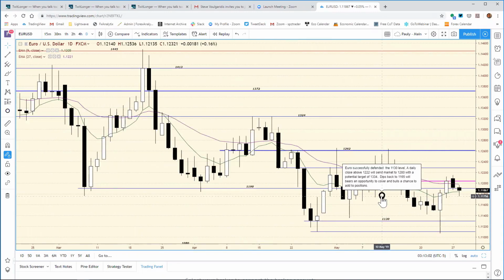So the euro successfully defended the 1130 level. A daily close above 1222 will send the market to 1280 with a potential target of 1334. Dips back to 1165 will allow bears an opportunity to cover and bulls a chance to add to positions. So down to 1165. We did see a move down to 1175 so far.